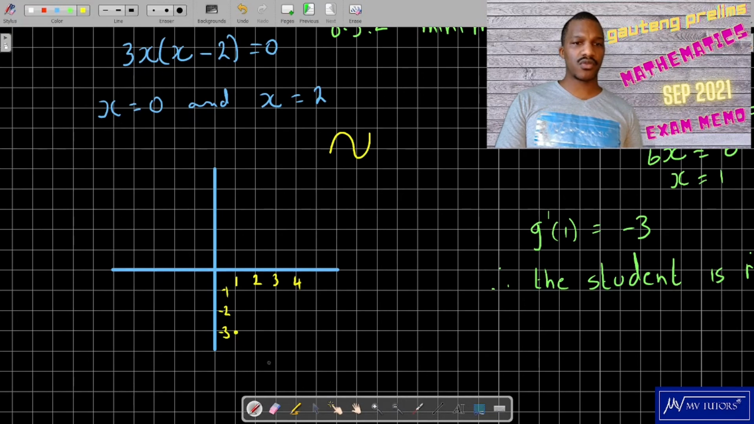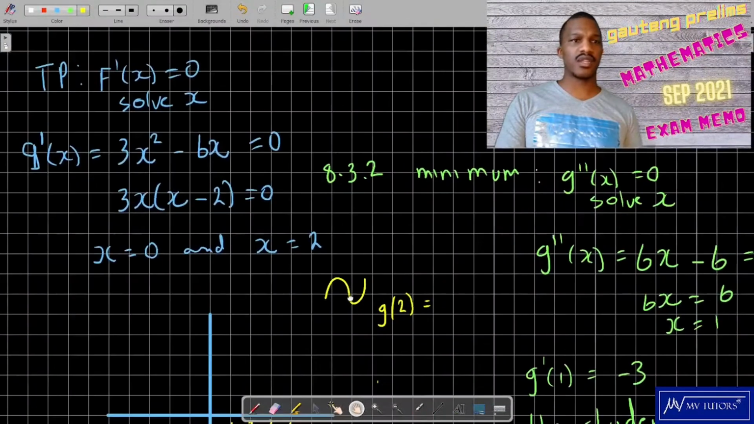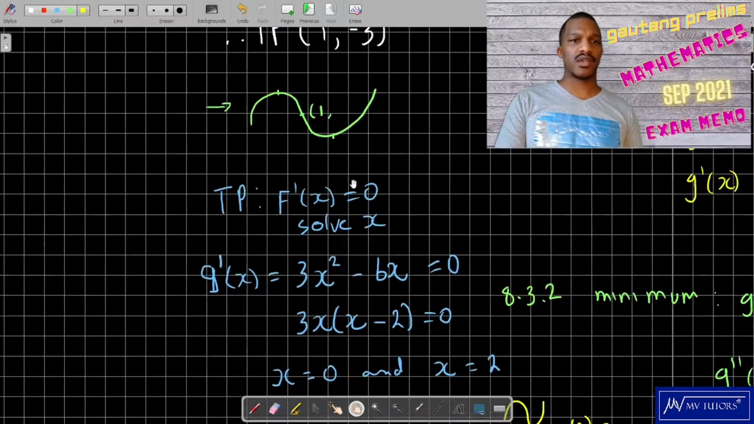So I'm not concerned with the y values, but I know that my other turning point is here at the value of 2. I don't know if I substitute 2. Let me just draw it accurately. If I substitute 2 into the original equation of g, remember my original equation, I need it.